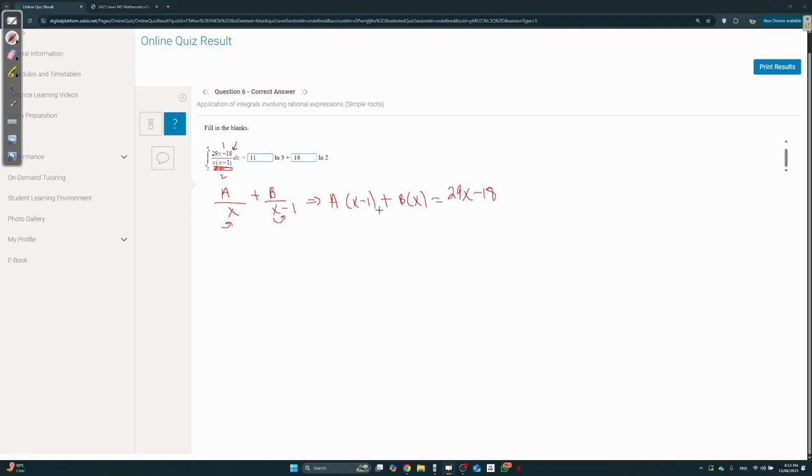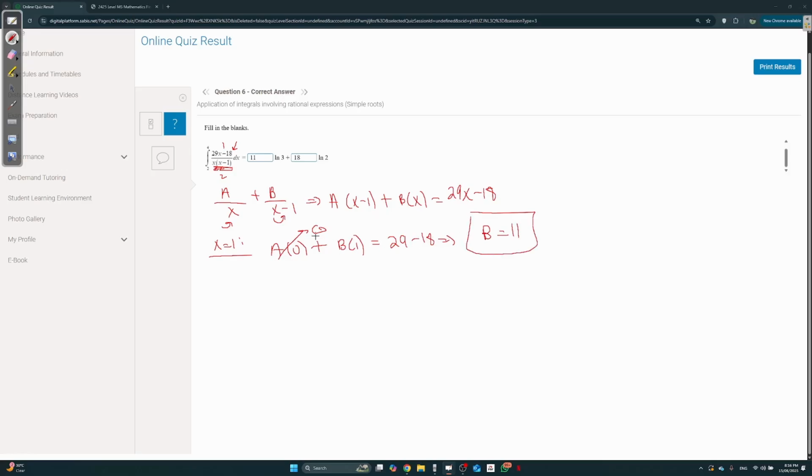Now, what do we do? We check for our zeros. Here we have 2 zeros, so this should be a very easy partial fraction decomposition. Our first 0 we're going to take as 1. So a into 0 plus b times 1. I'm writing it as 0 because 1 minus 1 is just going to be 0. Equals 29 minus 18. So you're going to cancel this. So you're going to get b is equal to 11.